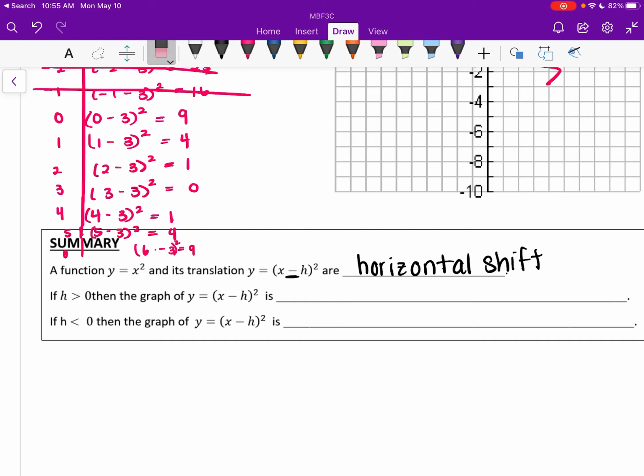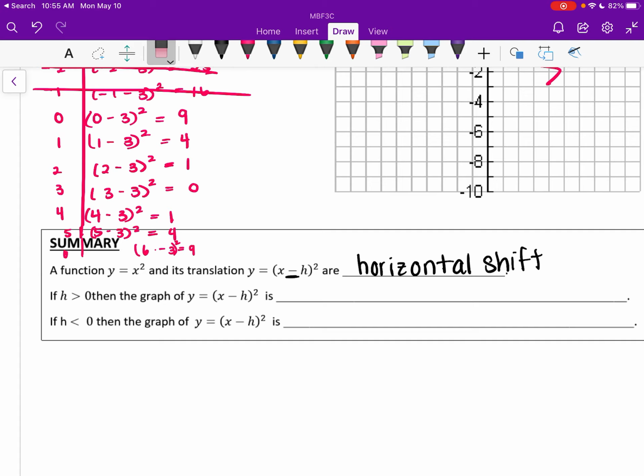You don't need to know that. You just need to remember that it's the opposite of what you expect it to be, right? So h is always the opposite of whatever this sign is in here. So if it was h plus 2, then you moved negative 2. If it was h minus 2, you would move positive 2.